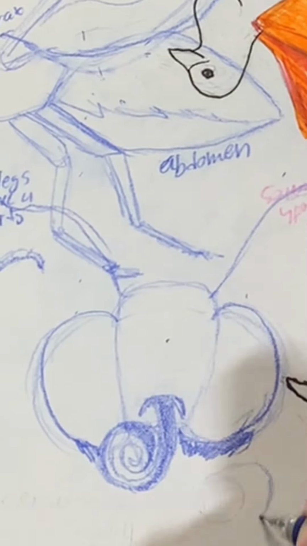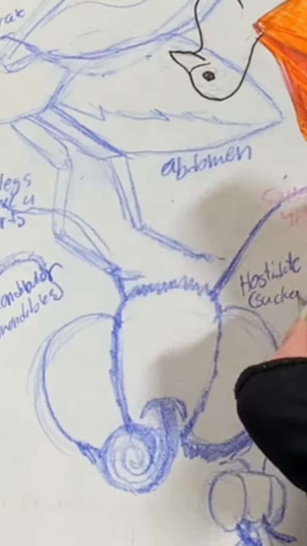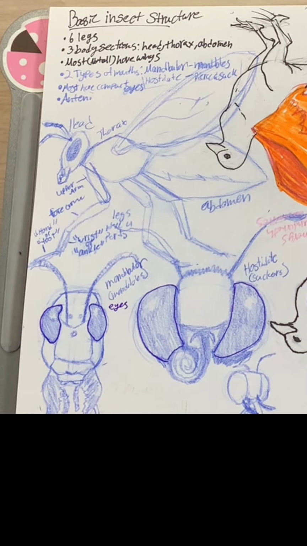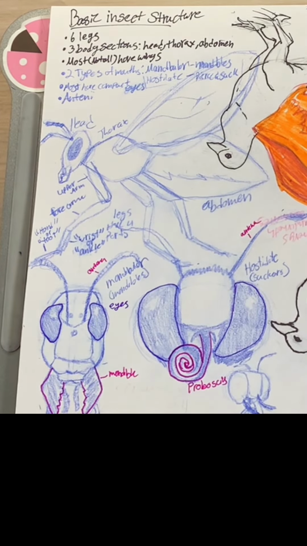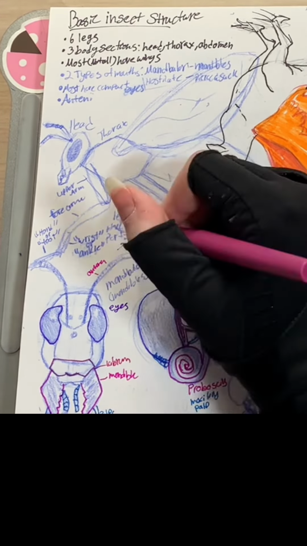Then you have 2 basic head types. You have mandibular, so the ones with mandibles, think grasshoppers and praying mantises. And then you have haustellate, I think is how it's pronounced. It's the poke and suck, so butterflies, mosquitoes, stuff like that.